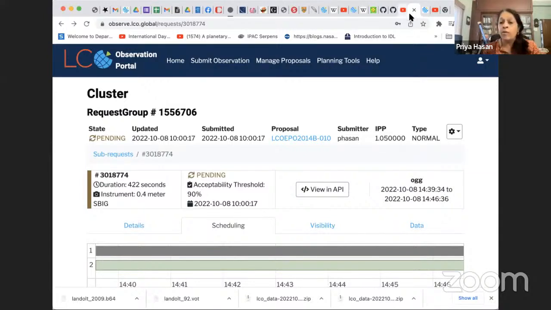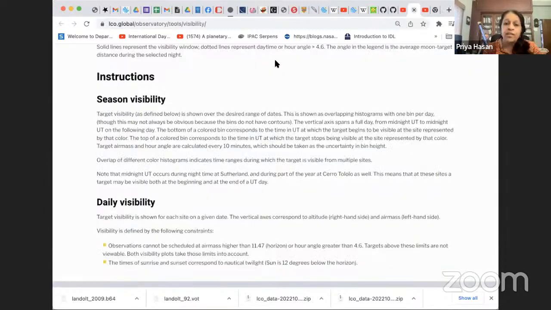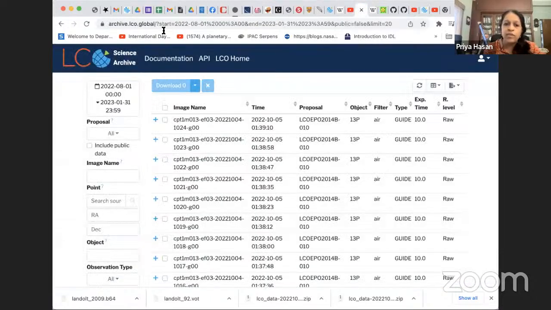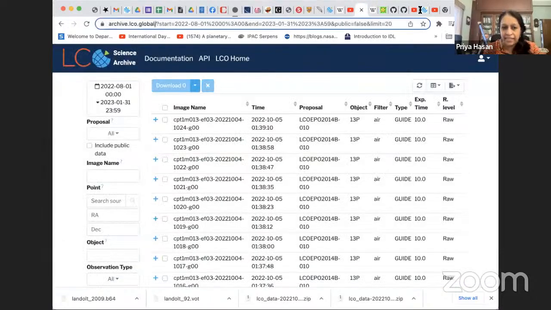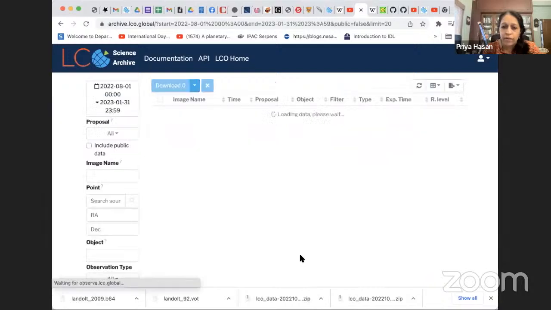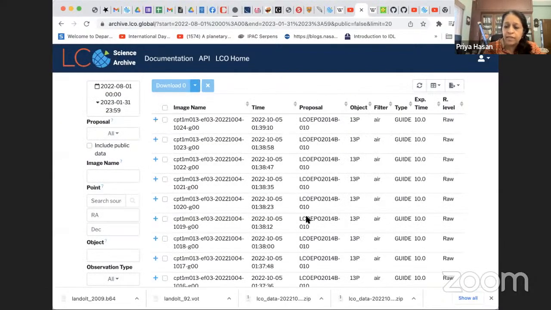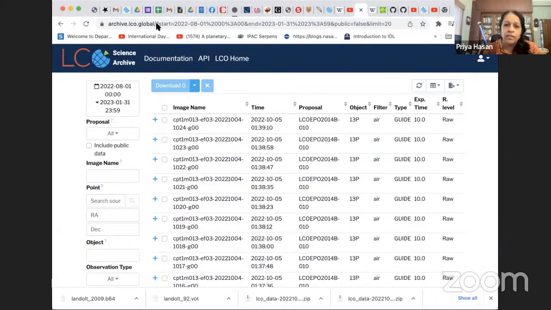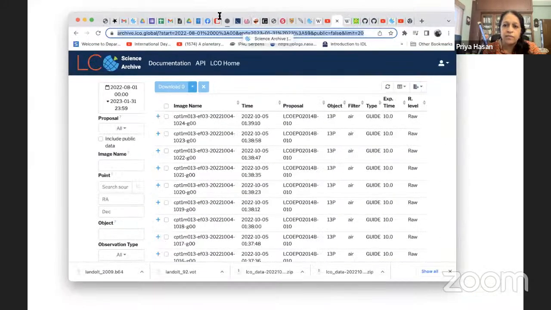But what I wanted to let you all know is that if you don't do that, there is a lot of archival data already available in LCO. And that is what I would really like people to access or avail, because there's a lot of data already available. So you just have to go to archive.lco.global. I'm going to share this website with you all on the chat window, and I would request everybody to get onto that.